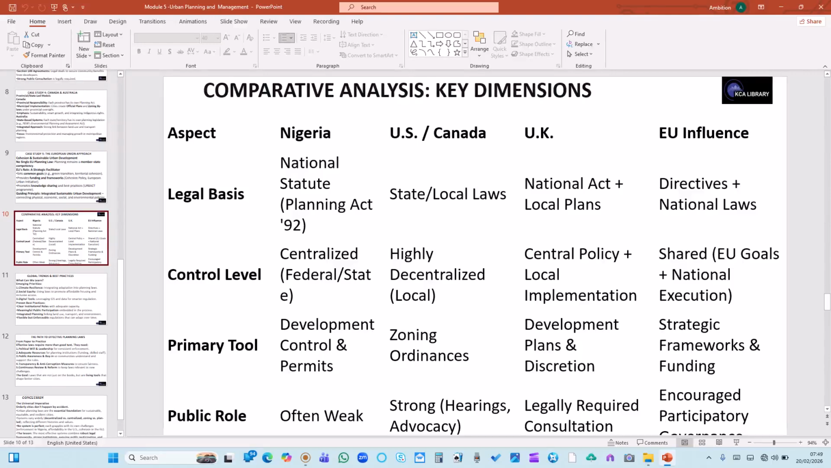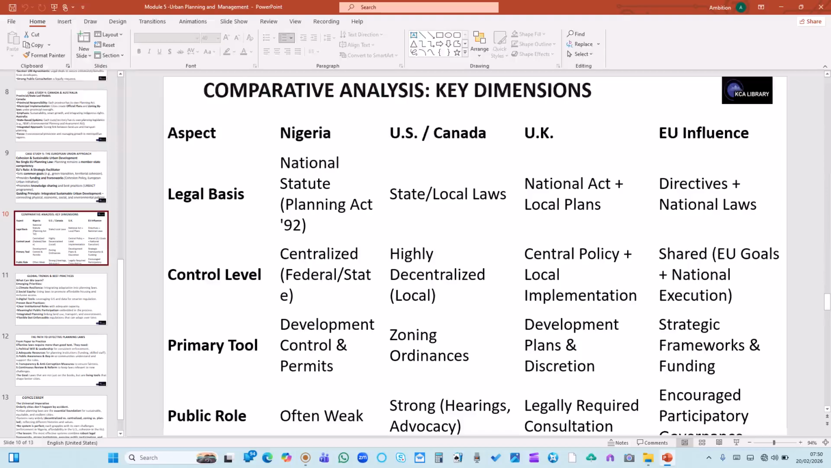Then in Nigeria, the level of control is centralized. That is, it is controlled by both state and federal government. Then in the US and Canada, it is highly decentralized. That is, it is left to the local authorities and municipalities to have control over it. In the UK, it is a centralized policy plus local implementation. So the central government makes the policy while the local level implements the policy. Then in the European Union, the level of control is shared, which means European Union goals plus national execution.